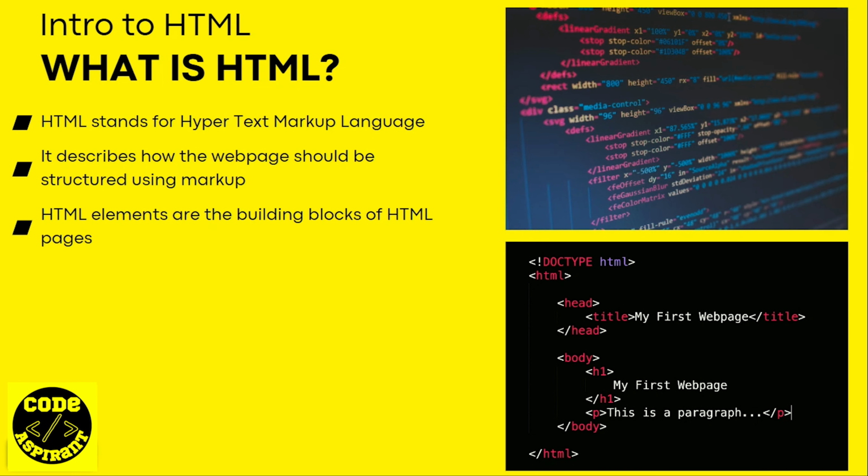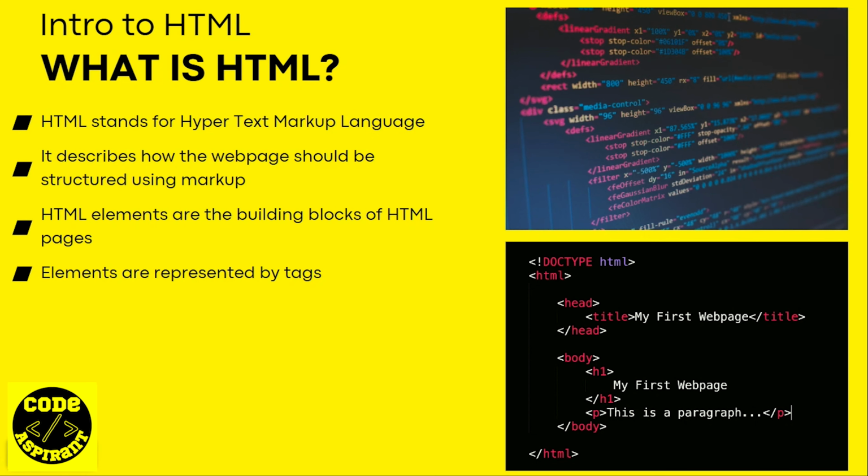To create an HTML document, you need HTML elements. These are the building blocks of HTML pages. As I showed you before, HTML elements are represented as tags, and these HTML tags label pieces of content in your document. For example, if you want to display a heading, you need an h1 tag.